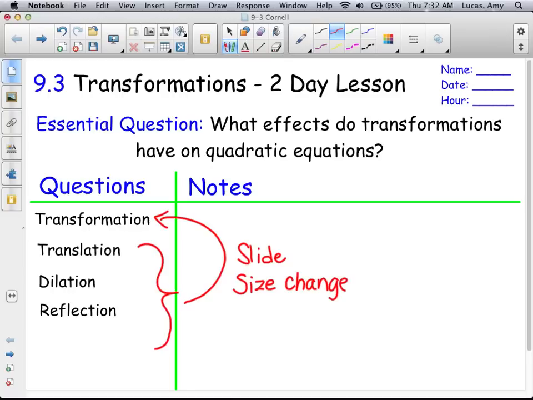And a reflection is a flip. And with a reflection, you have a mirror image. So you might be reflecting over the x-axis or the y-axis, but a reflection involves flipping the figure over. So it's still the same size and shape, it's just in a different direction.